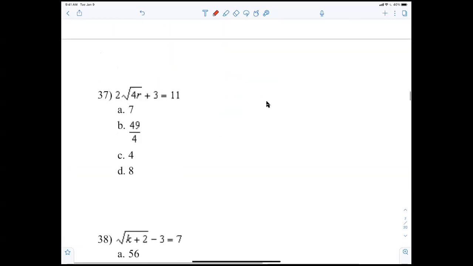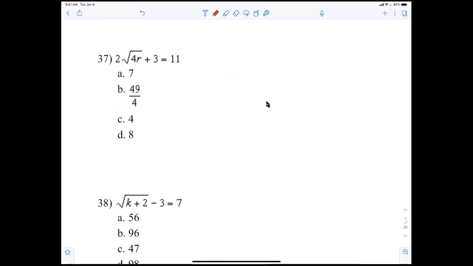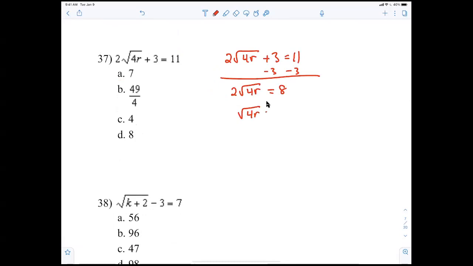All right, 37. Now remember, on 37, you have to isolate the radical first. So the first thing I'm going to do is subtract 3. So you end up with 2 radical 4r equals 8. Now I have to divide both sides by 2. Radical 4r equals 4. And now I do what? Square both sides. 4r equals 16. So r equals 4.